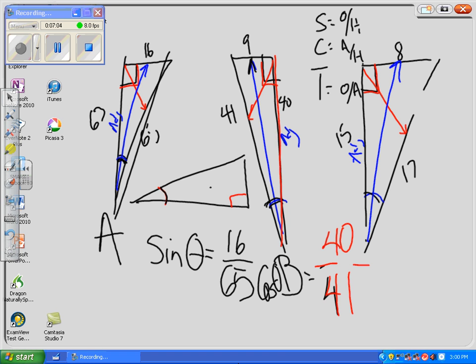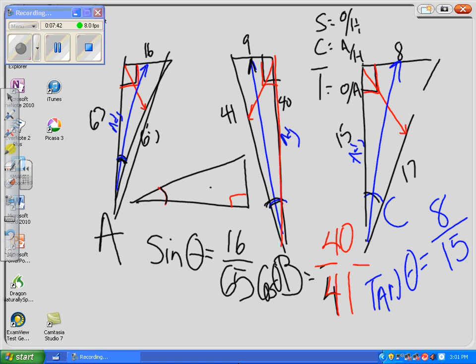Let's call this angle C. We want to find the tangent of theta C. And the tangent is the opposite. Now this is one of the reasons you really need to memorize this, because the order is important. The side opposite, and this one is 8, and the adjacent is 15.